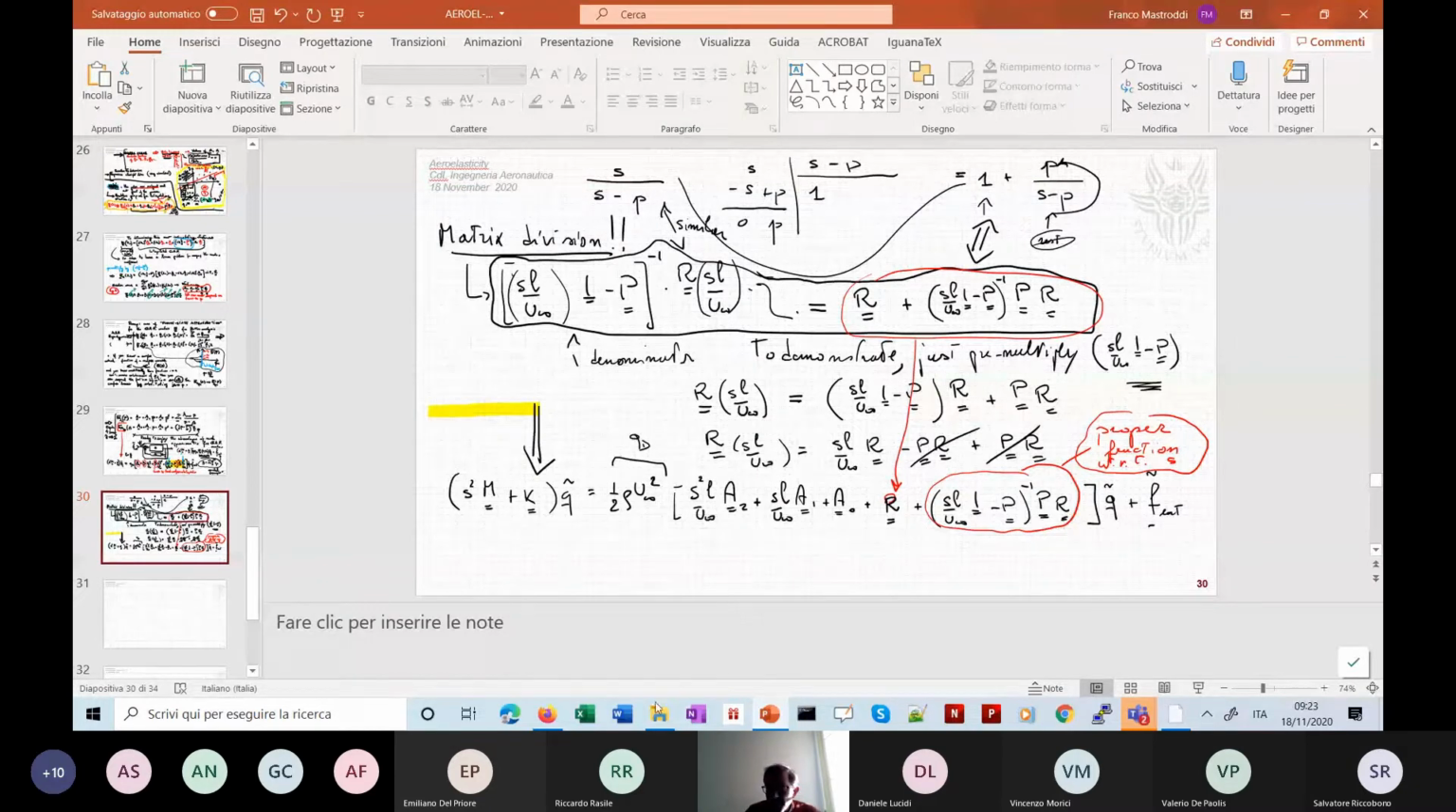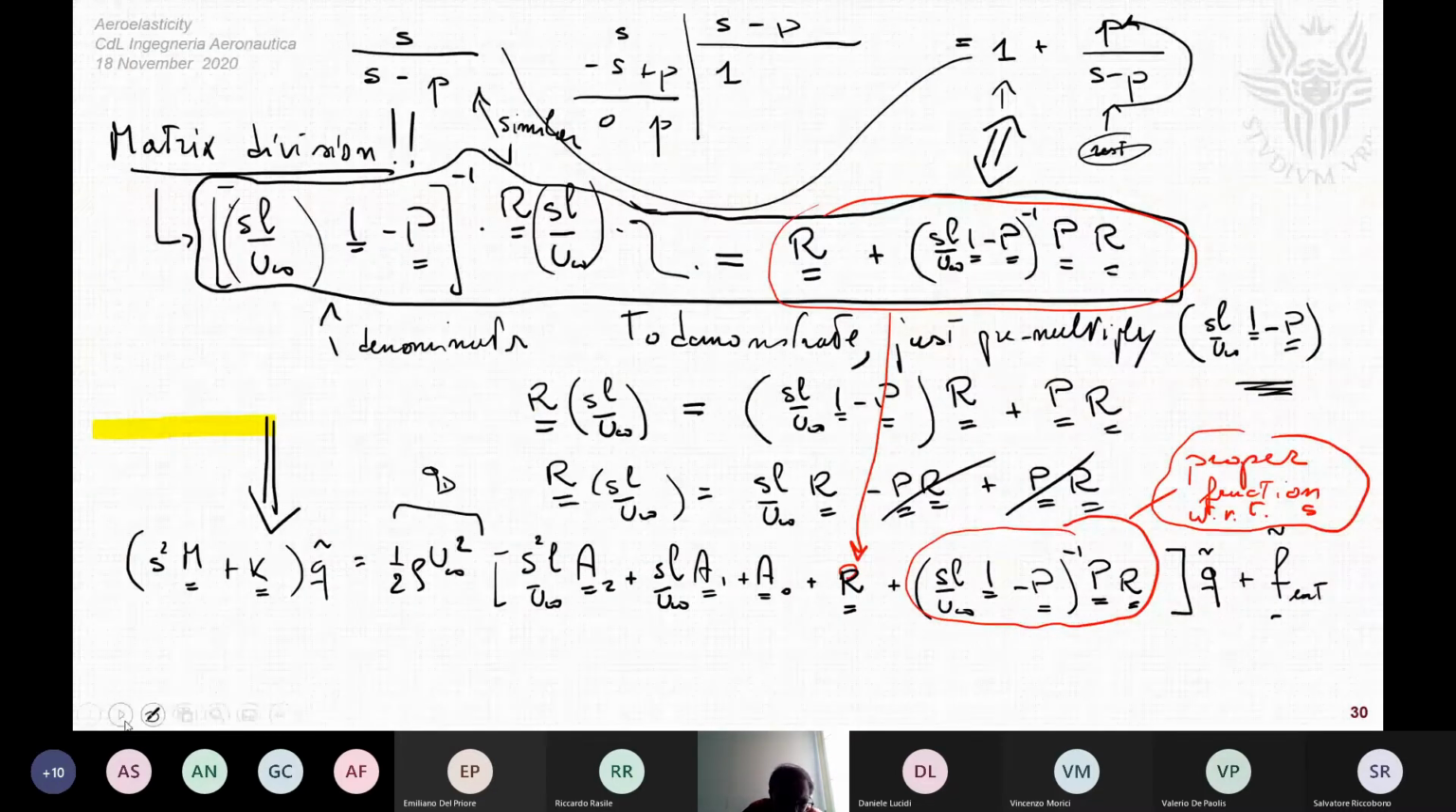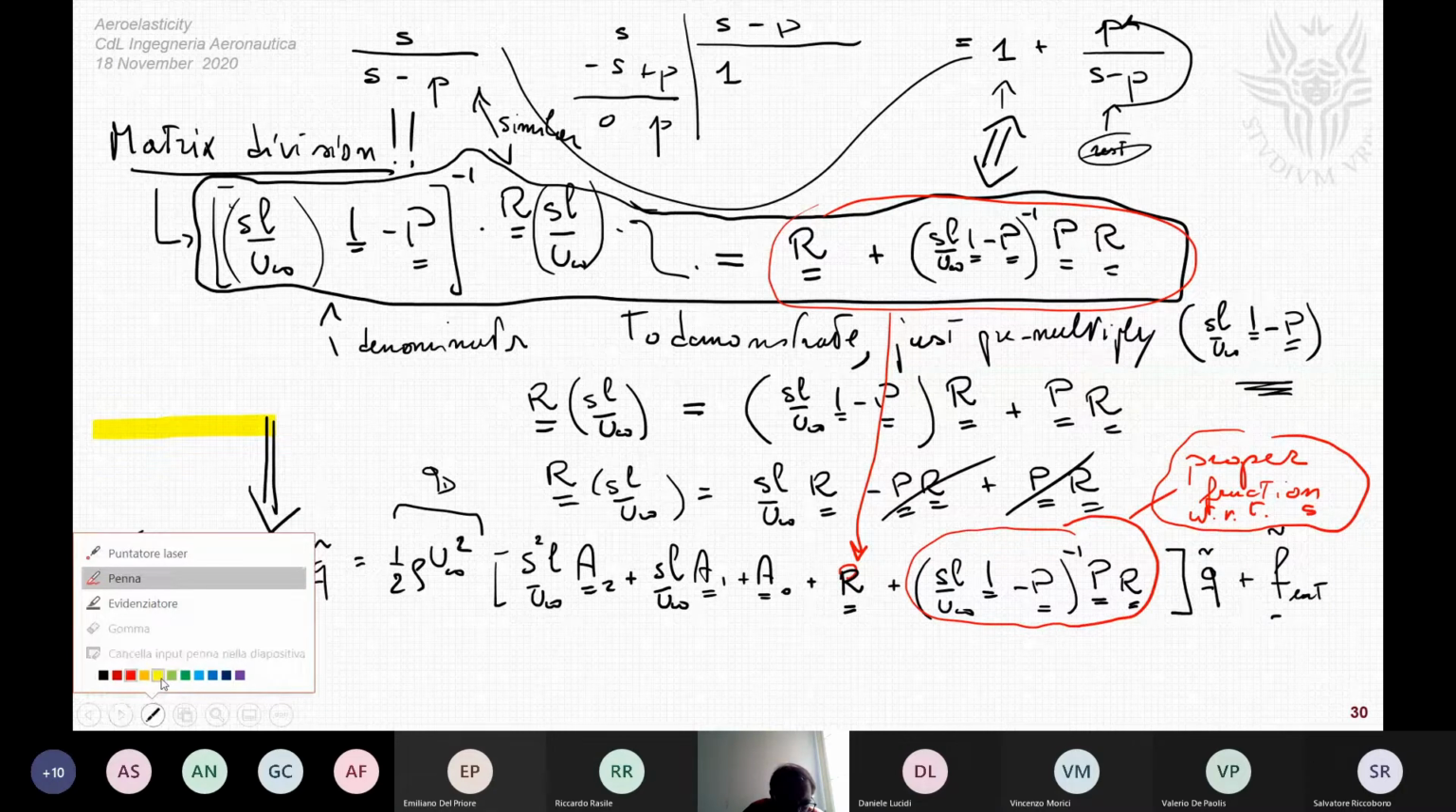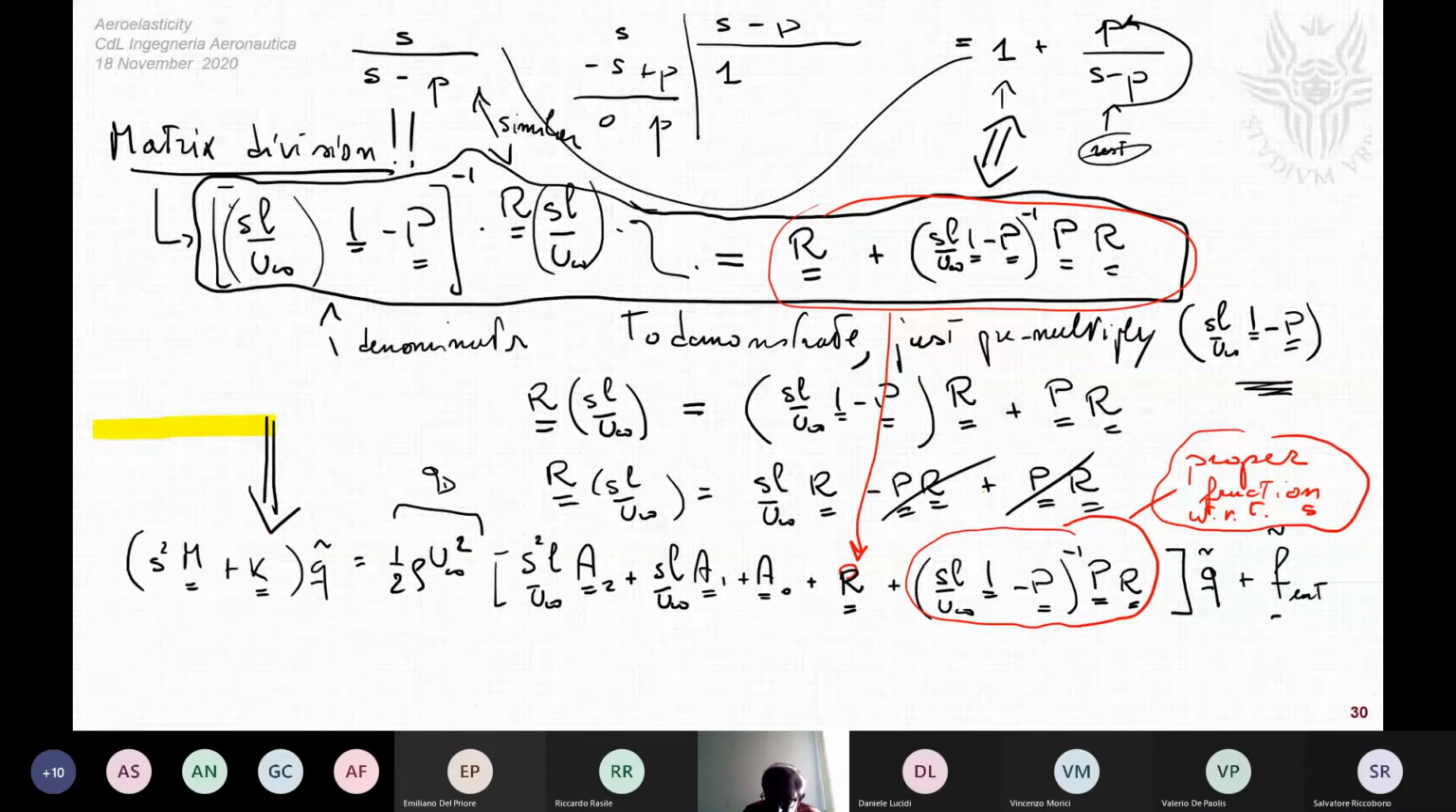Once we have obtained this proper function, this proper fraction for our aerodynamic matrix transfer function, now we are ready for defining our new state space variable, and the new state space variable is here defined by considering this quantity here.